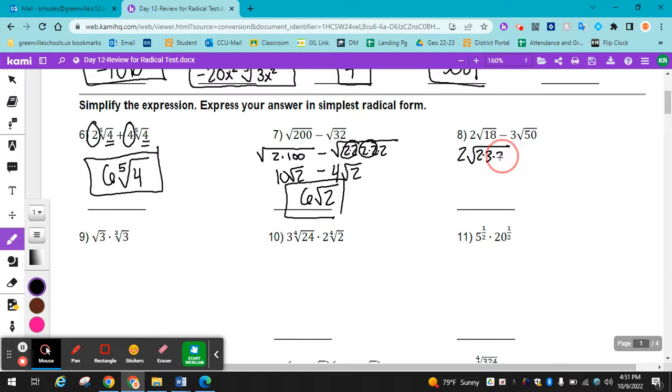2 times 3 times 3 minus 3. 2 times 5 times 5. A 3 comes out with the 2, multiply. A 5 comes out with the 3, so 15 square root of 2. 6 minus 15 is negative 9 square root of 2.